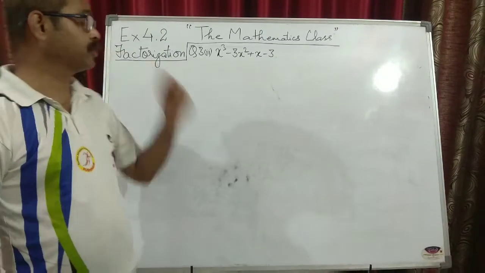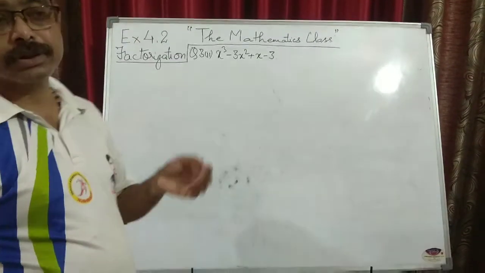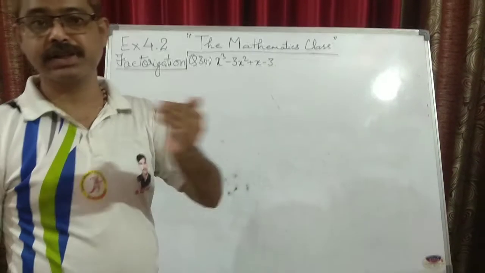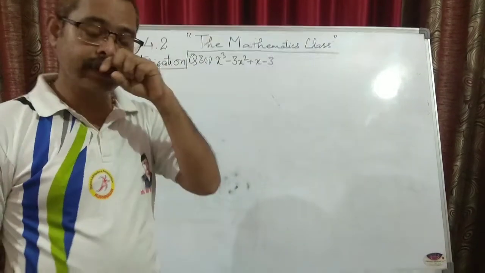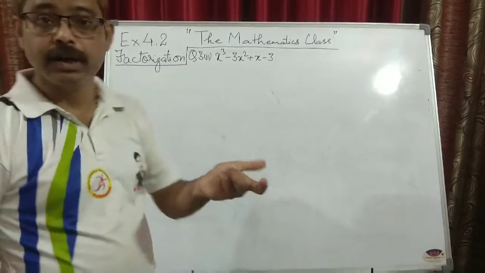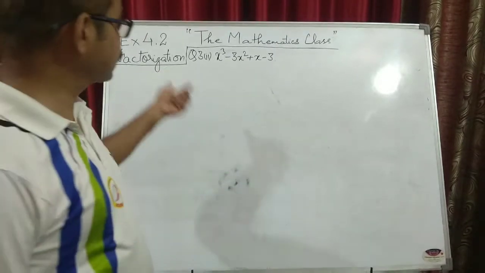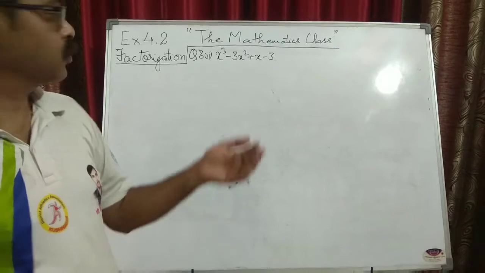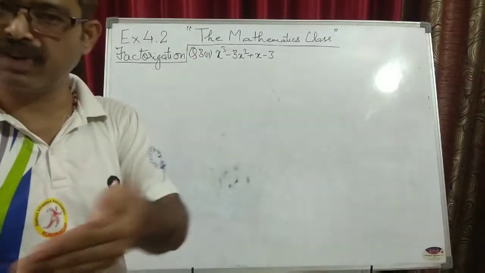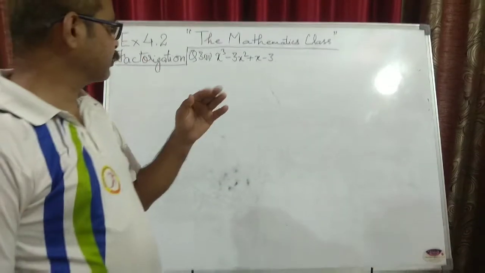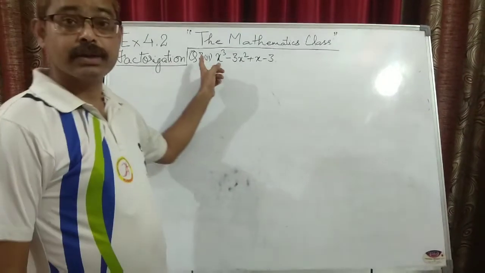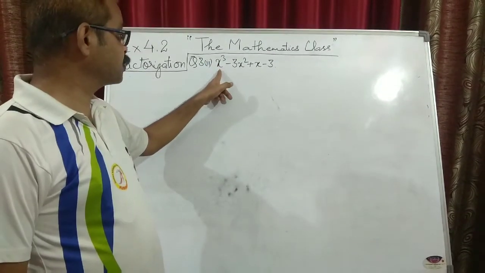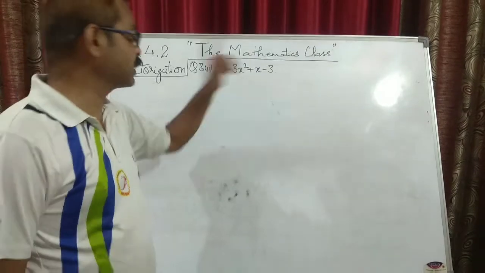Now in exercise 4.2 we have learned the second step. If there is nothing common, then we factorize by making groups. Now in this exercise also we'll be taking the multiples of 3. So third, 6, 9, 12 and so on, with the second part. Now in this third question, second part, x cube minus 3x square plus x minus 3.